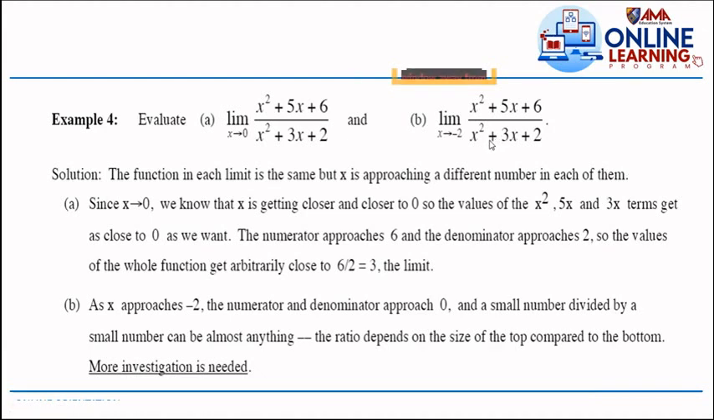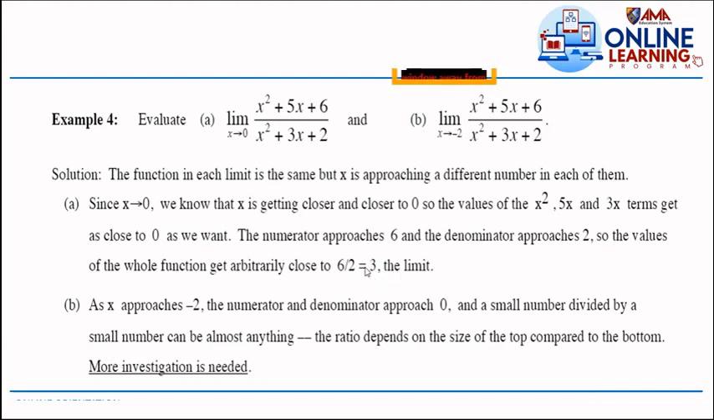Okay? So pag titingnan po dito for letter A, since x approaches 0, we know that x is getting closer and closer to 0. So the values that x squared, 5x, and 3x terms get as close to 0 as we want. The numerator approaches 6 and the denominator approaches 2. So the values of the whole function get arbitrarily close to 6 all over 2 is equal to 3. So this is the limit.